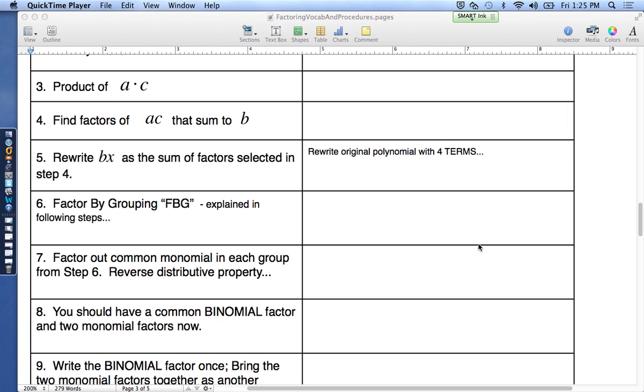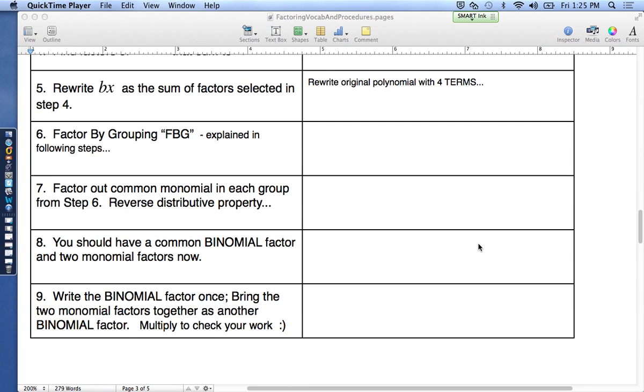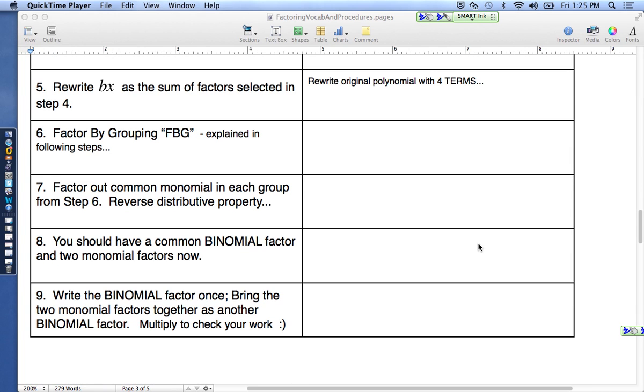So I've chosen 12 and 2 as my factors, and now I need to rewrite the original polynomial with 4 terms. So my original polynomial was this. I am now going to rewrite this linear term as the sum of 12x plus 2x. So I haven't changed anything. I've just simply expanded the linear term, and I've written it as the sum of 12 and 2. And I've chosen 12x and 2x because those were the factors that I agreed on earlier as being the correct factors to fit into the algorithm.